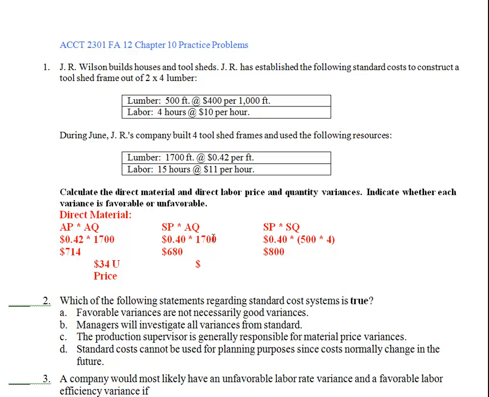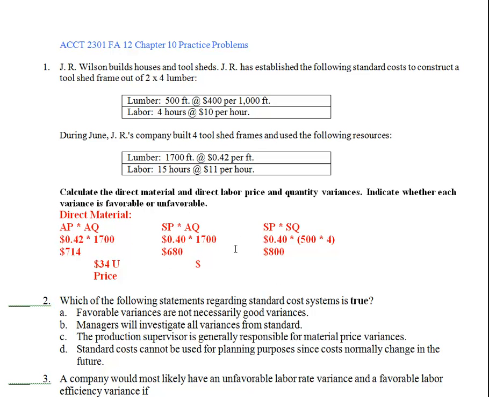Now, for the variance, you're just taking the difference between column 2 and column 3. If you look at these two columns, you'll notice the difference has to do with the quantities. Okay, so that's giving you your quantity variance. We could also call it a usage variance or even an efficiency variance. How did we use the material? How efficient were we with the material?